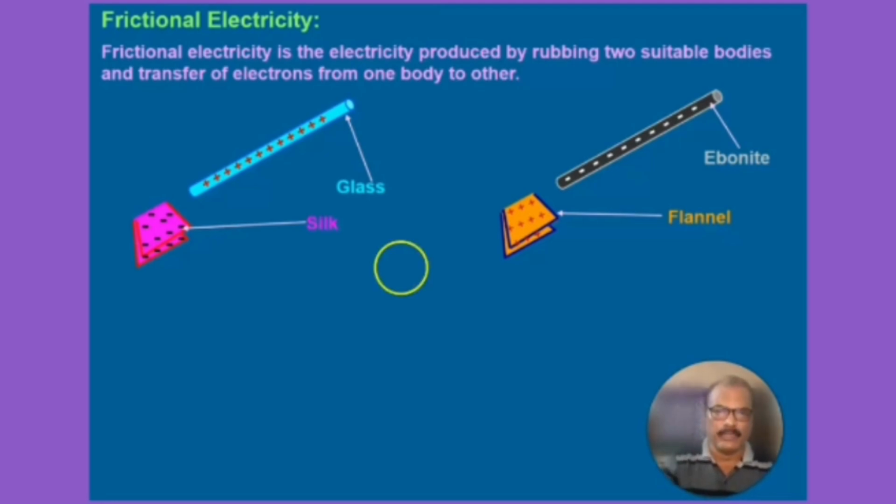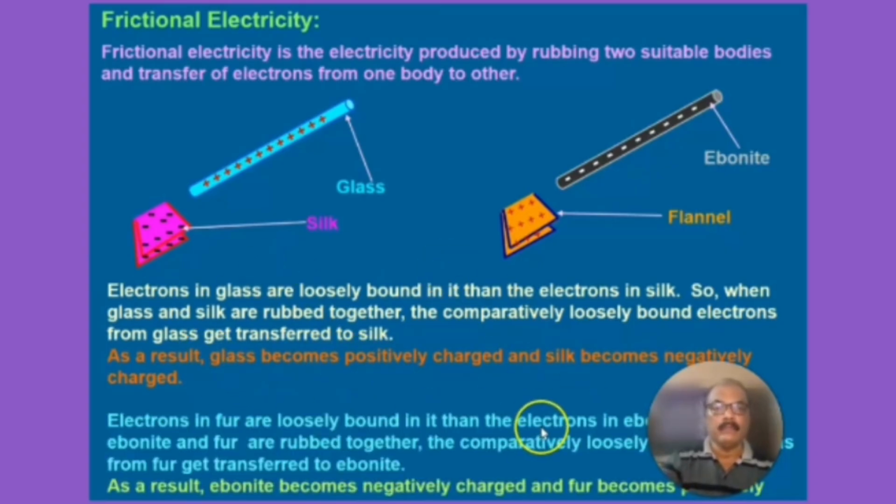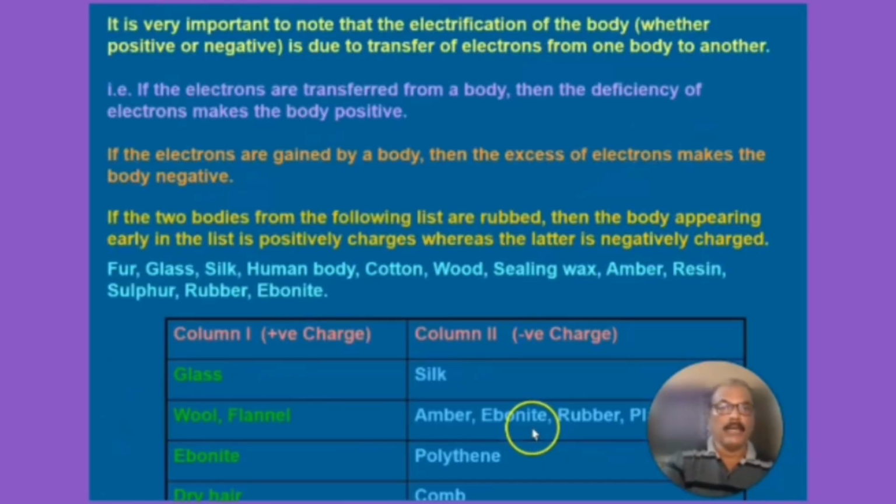Same thing is happening over here. These are the electrons, explained over here, and you can go through them. Electrons are loosely bound in fur or wool and get transferred. And you can see here, when glass is rubbed with silk, glass will get positive charge and silk will get negative charge. Similarly wool, plastic and ebonite, polythene, dry hair, comb. This you have generally seen already.